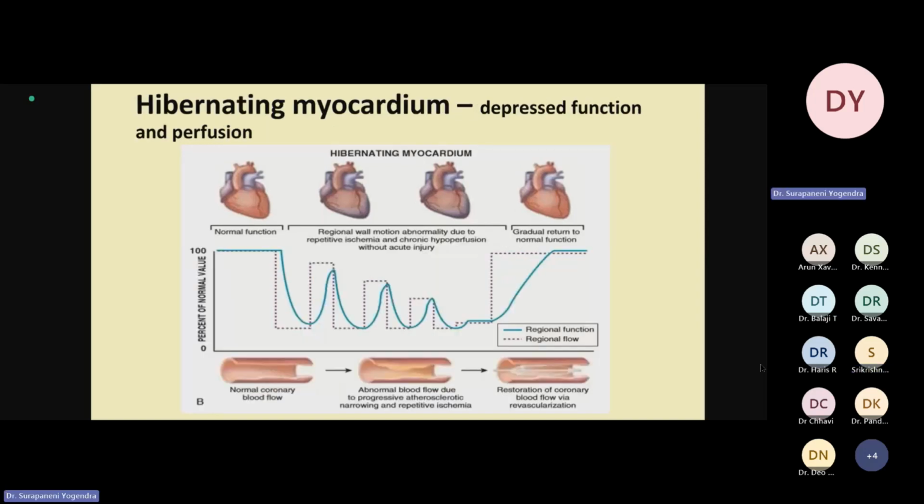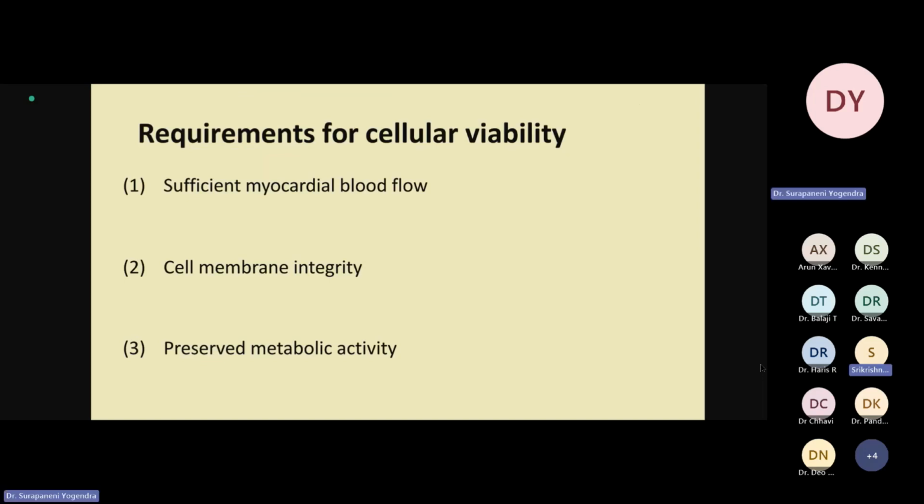Coming to hibernating myocardium: depressed function and perfusion. Hibernating myocardium occurs due to abnormal flow due to progressive atherosclerotic narrowing and repetitive ischemia. Following restoration of coronary blood flow via revascularization, the myocardial function gradually returns to normal. Requirements for cellular viability: sufficient myocardial blood flow, cell membrane integrity, and preserved metabolic activity.